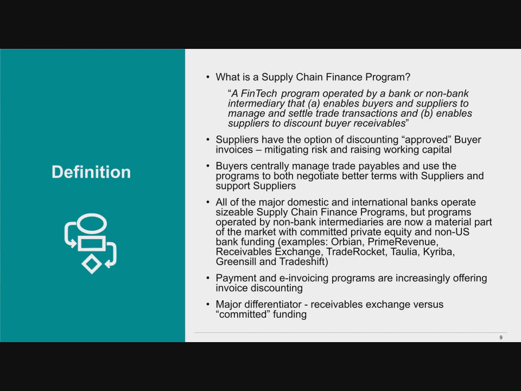Now, all major domestic and international banks operate these programs, and there is an increasing number of non-bank intermediaries that are now a material part of the market as well. And examples of the non-bank intermediaries are entities such as Orbian, Prime Revenue, Receivables Exchange, Trade Rocket, Tallyia, Kariba, Greensill, Tradeshift, the list goes on.